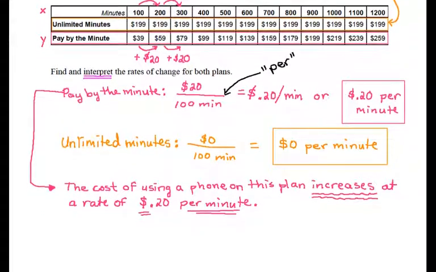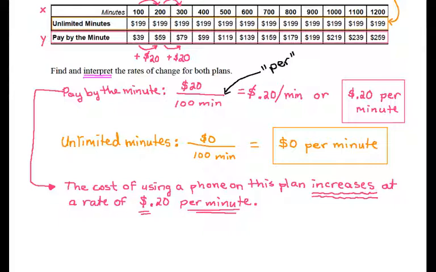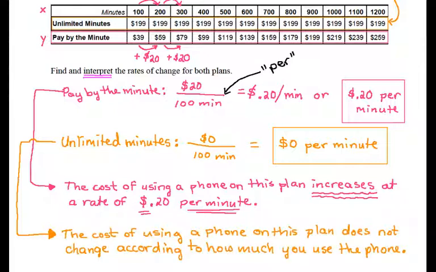For the unlimited minutes plan, we can do the same sort of model, but it would be kind of strange to describe this cost as increasing at a rate of $0 per minute. Instead, we want to just somehow indicate that the cost doesn't change no matter how many minutes you use the phone. So we'll write a sentence that reflects that. One way to state this is that the cost of using a phone on this plan does not change according to how much you use the phone.